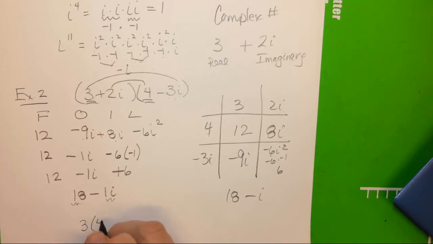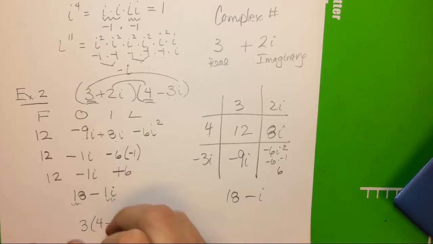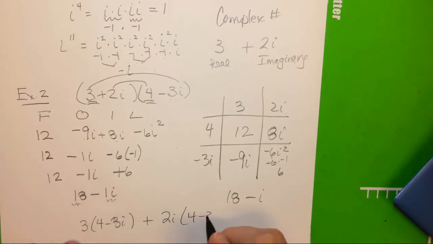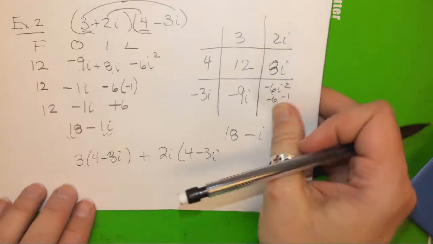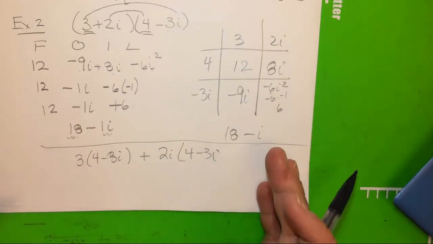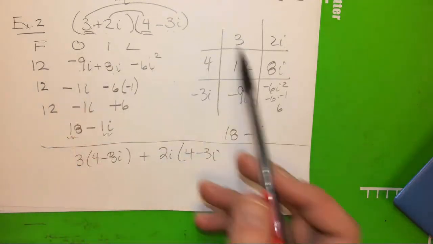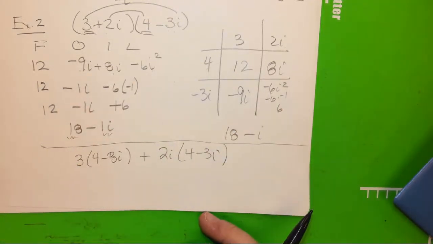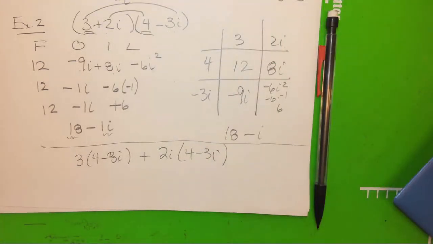Distributive property method from Algebra 1 would just be 3 times (4 minus 3i) plus 2i times (4 minus 3i). Scooted up there, sorry. So that's the distributive property method. Still, we're using distributive property through all of these. It's just which method you want to choose. So that's how you multiply complex numbers.